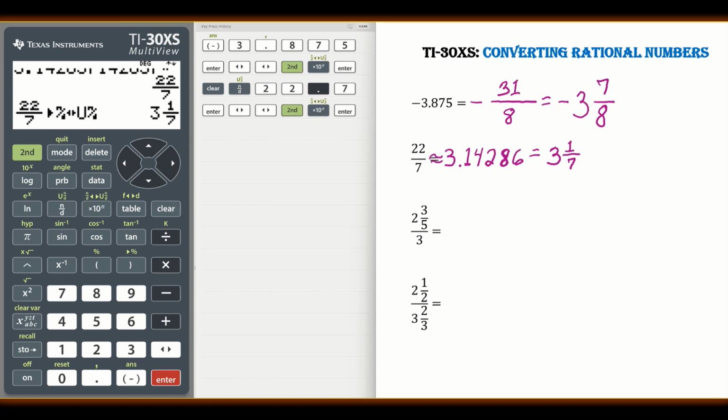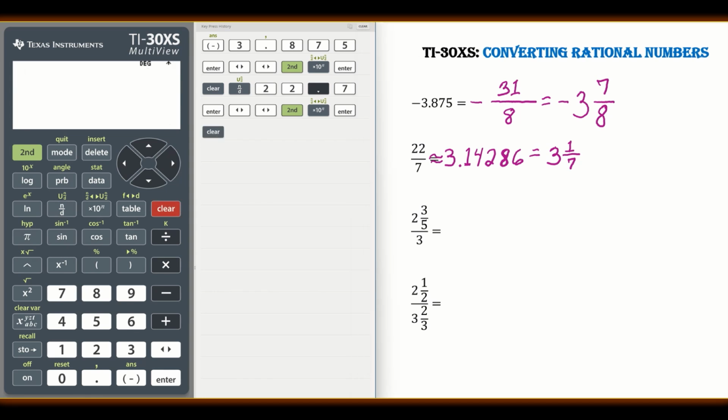Okay, that looks very strange. Don't worry about that. And you're not going to have to put in everything separately. Let's enter it in our calculator exactly the way we see it. Okay, so let's clear everything out. We're going to use our n over d button. Let's push that.